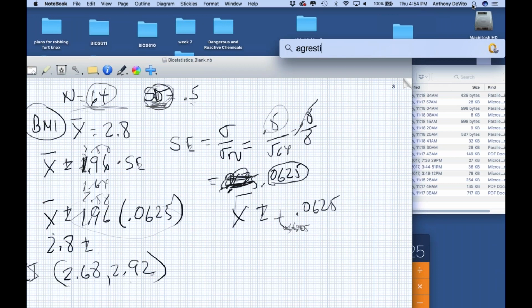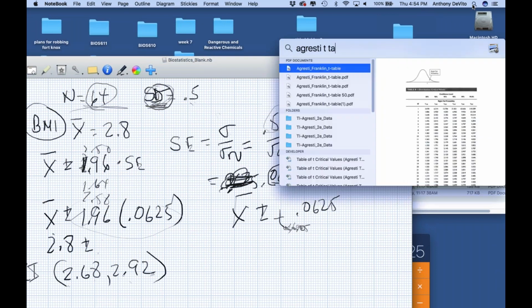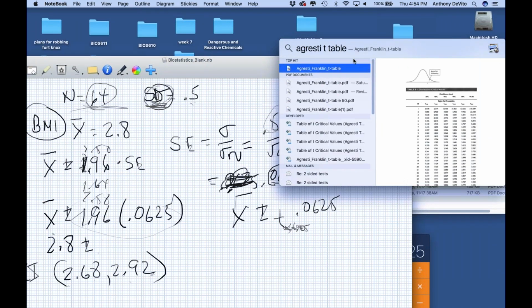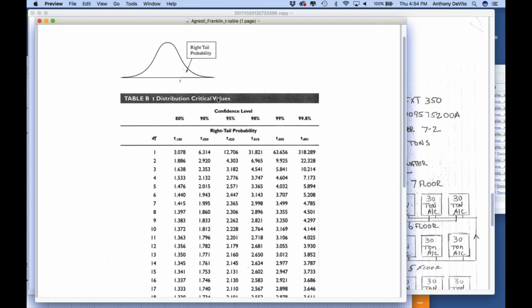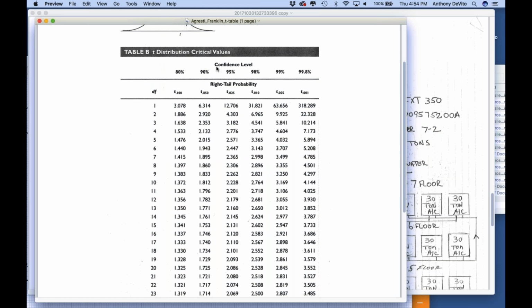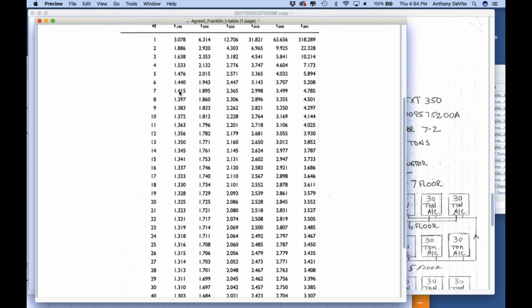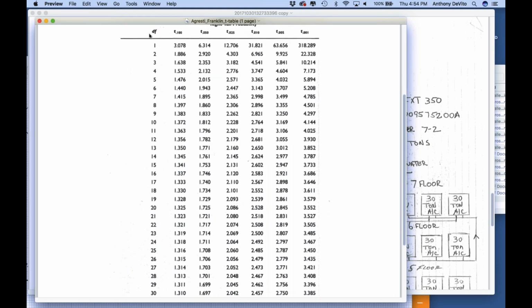Press the t-table. There we go. Okay, we go to a t-table, and we look up the value for that t-score. For a 95% confidence level, it's going to be in this column. And we're going to find the sample size here, except instead of sample size, we're looking for degrees of freedom, which is the sample size minus 1.